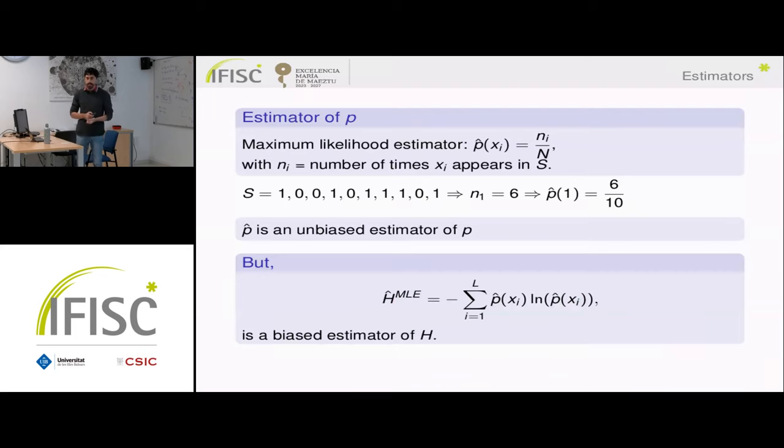An example of an estimator of the probability is the maximum likelihood estimator: given a sequence, if we want to estimate the probability of some outcome, we calculate the number of times it appears in the sequence and divide it by the length of the sequence. What we get is an unbiased estimator of the probability. So one could think of building an entropy estimator by plugging these estimated probabilities into the formula for the entropy, which would be something like this. But if you do that, you get a biased estimator of the entropy.